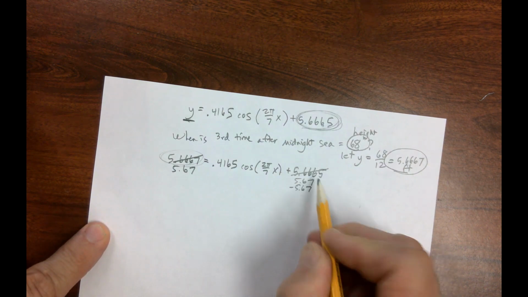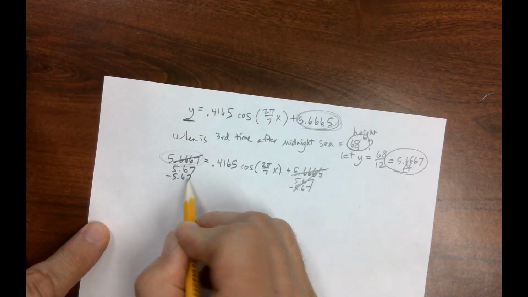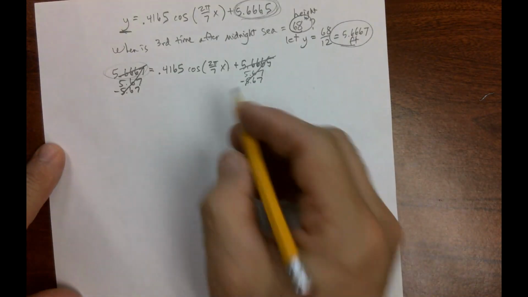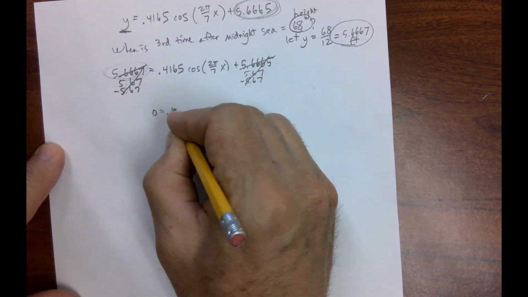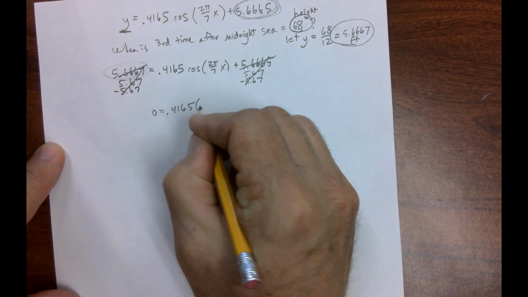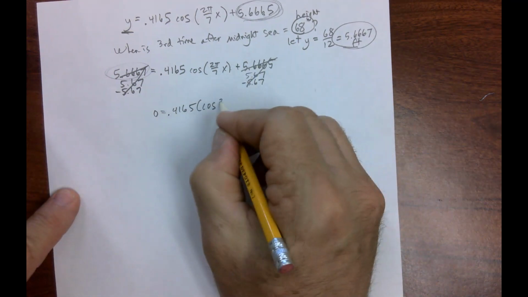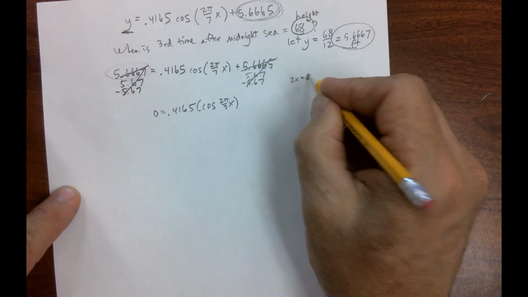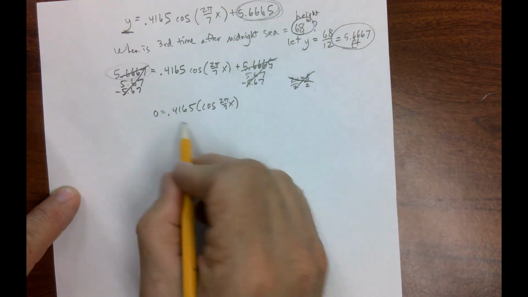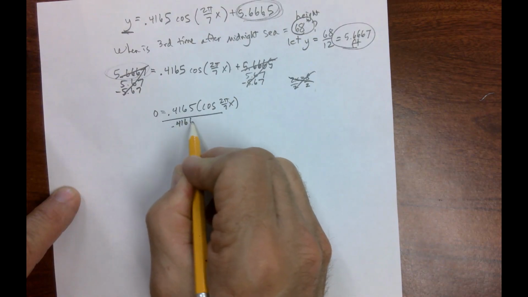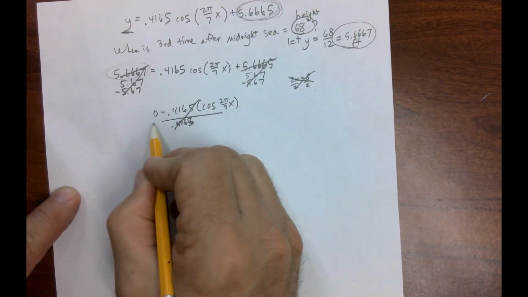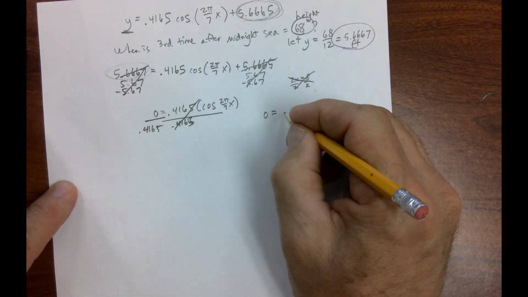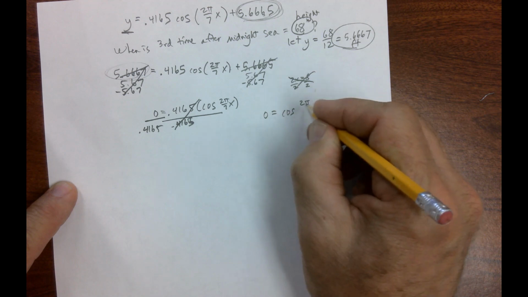So if we subtract this from this side, subtract this from this side, we are going to get zeros. So mathematically speaking, 0.4165 cosine, and I'm going to go 2 pi over 7x, and this is no different than 2x equals 8. I would just divide by 2. I'm going to divide this by 0.4165, gone. Divide that by 0.4165, and watch what happens. 0 is cosine of 2 pi over 7x.